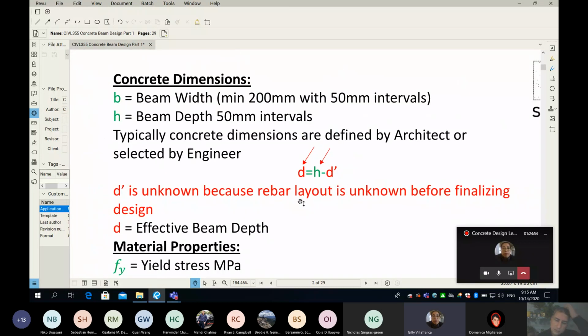Because we have no idea how much rebar we are going to put in, what the spacing of our rebars is, and what the cover is that we have to put in. You want to get 5 marks for that? Thank you.